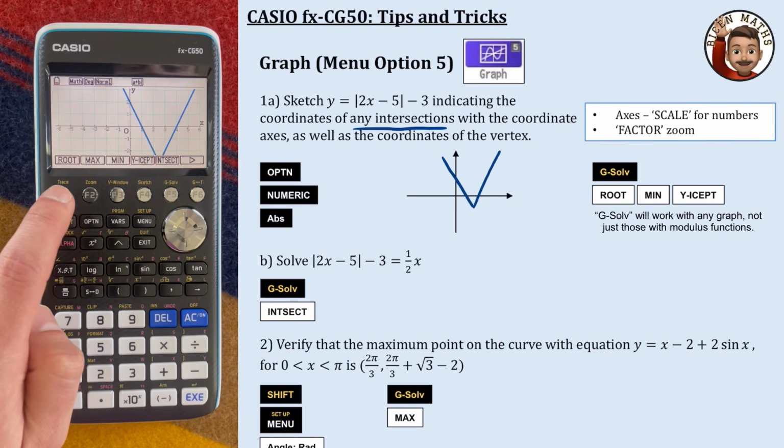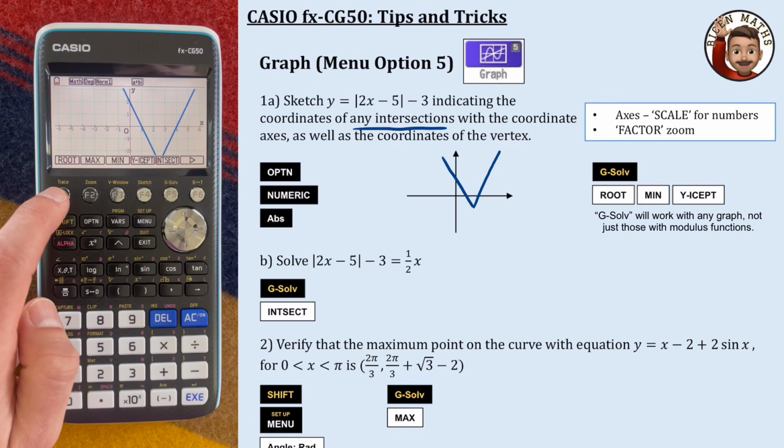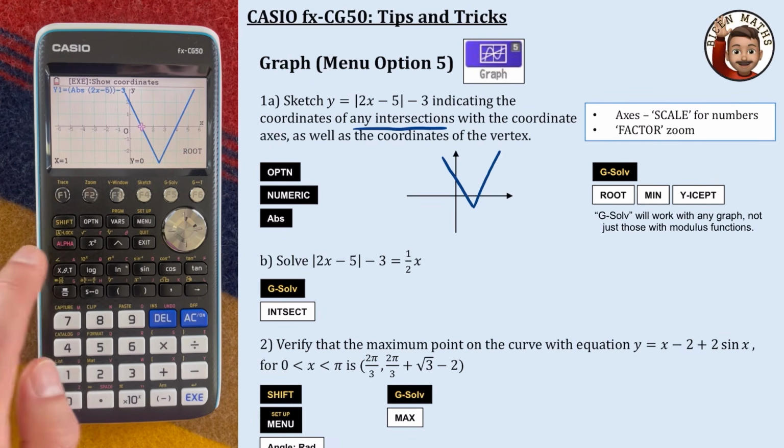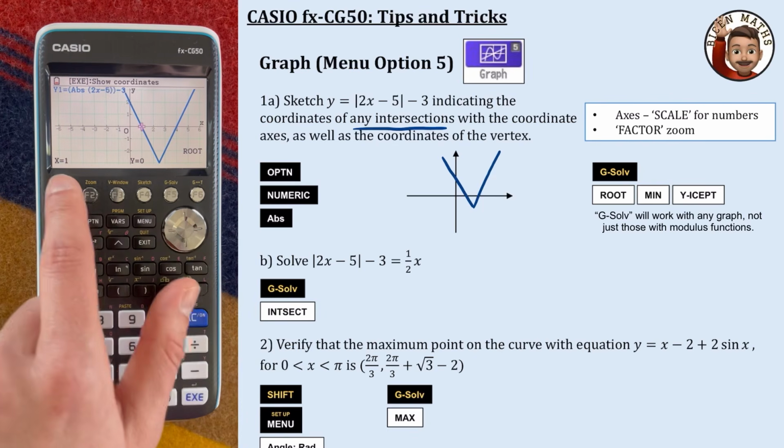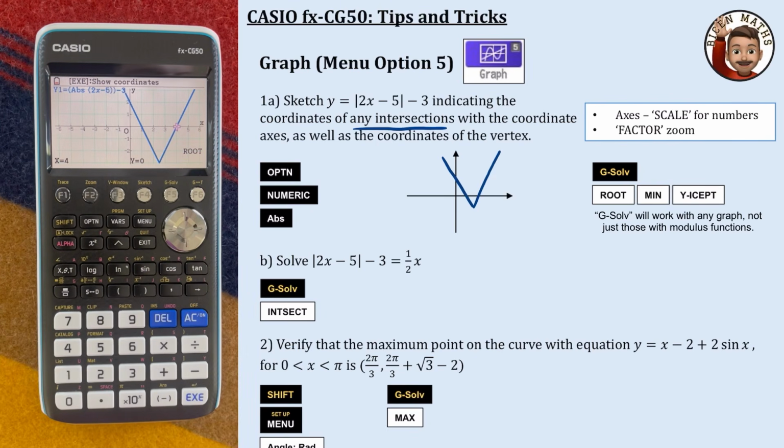So the root is obviously going to tell me where it crosses the x-axis. So it's pretty obvious it's going to be 1 and 4, but if it wasn't, you'd be able to do this. So you can then scroll between them, and we can see along the bottom that the roots are 1 and 4. So on my diagram here, I can label these roots 1 and 4.